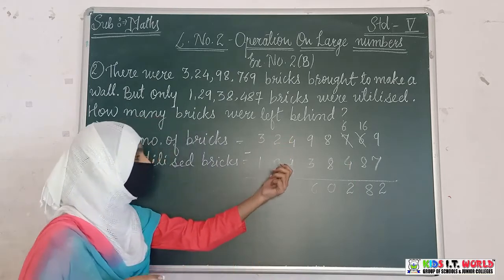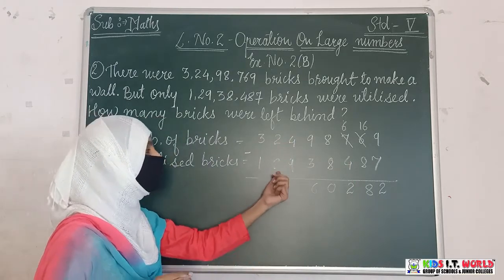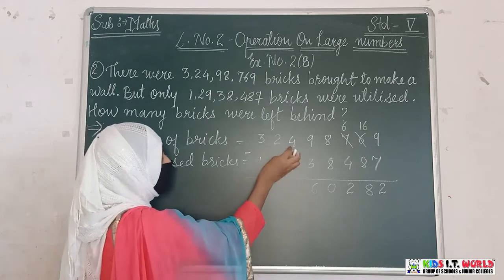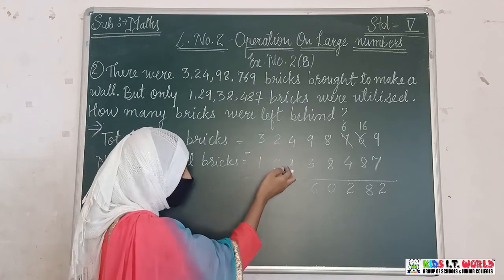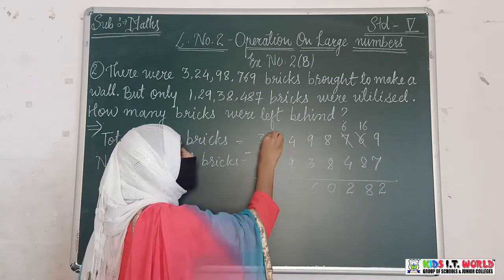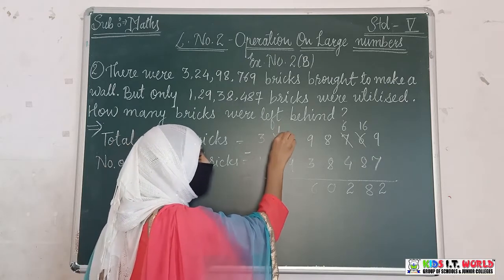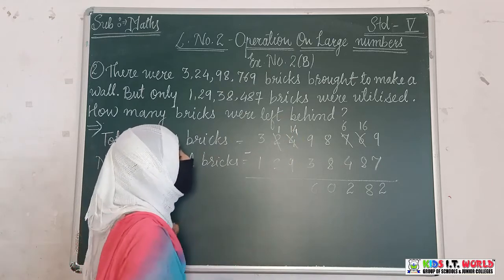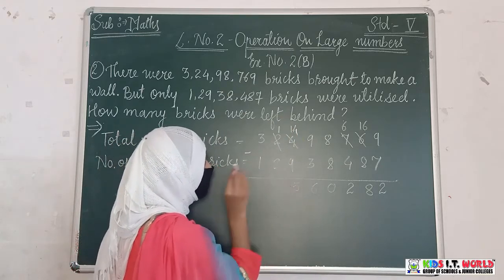Now here 4 minus 9. Is it possible to subtract the 9 from the 4? No. Because here 9 is greater than 4. So to complete this subtraction, we have to borrow from the other number. So we will borrow from here. It will get 1 and it will be 14. Now subtract it. So 14 minus 9, it is 5.